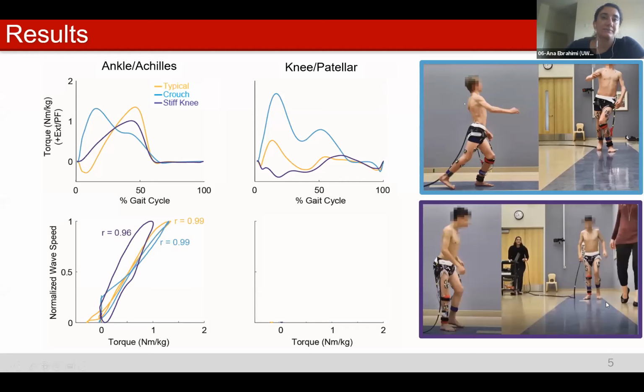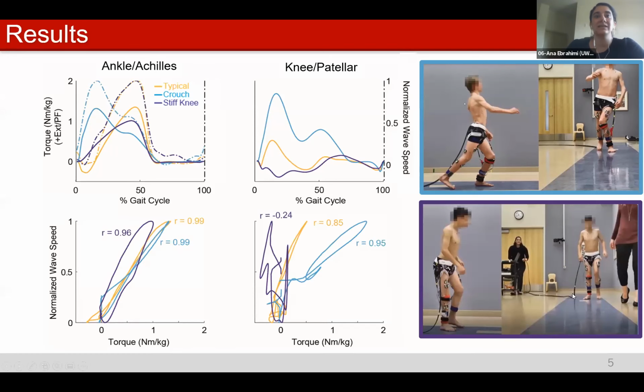When we look at the patellar tendon, there was significantly less and more variable correlation between patellar tendon wave speed and knee torque, pretty much across participants. The wave speed in dashed lines helps illustrate this point further. The Achilles wave speed modulated fairly similarly to the ankle torque in all participants, while the patellar wave speed varied fairly similarly for this control. The cases showed a more heterogeneous response.